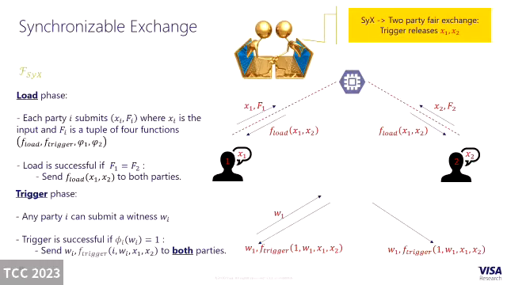Note that this form of 2-party synchronizable exchange can be easily used to get 2-party fair exchange by just loading the functionality with x_1, x_2, along with dummy f_load, phi_1, phi_2 functions that always output 1. And f_trigger can simply output the private inputs x_1, x_2.